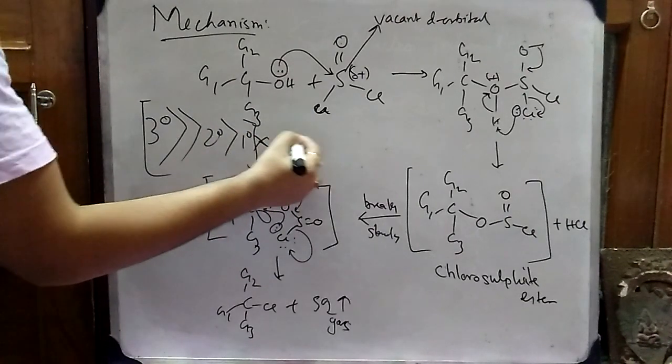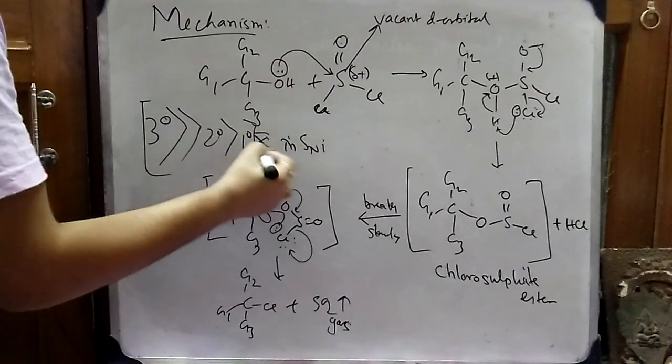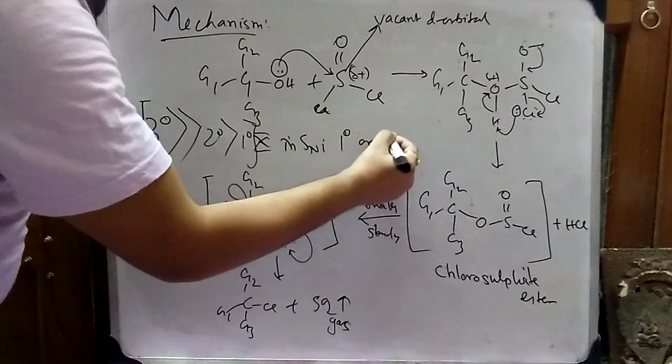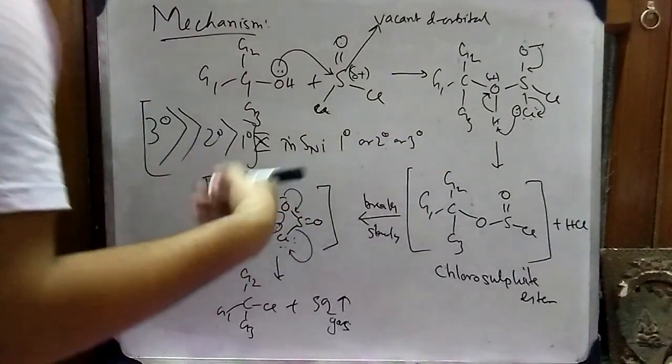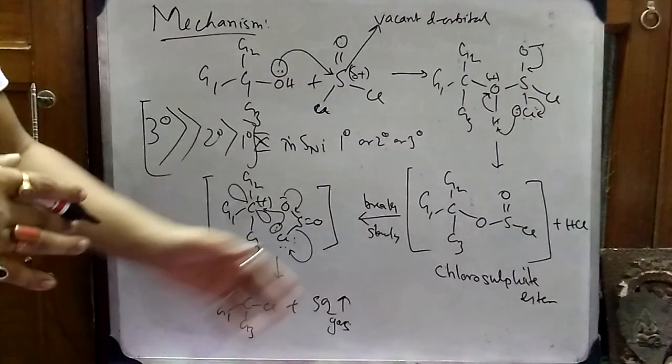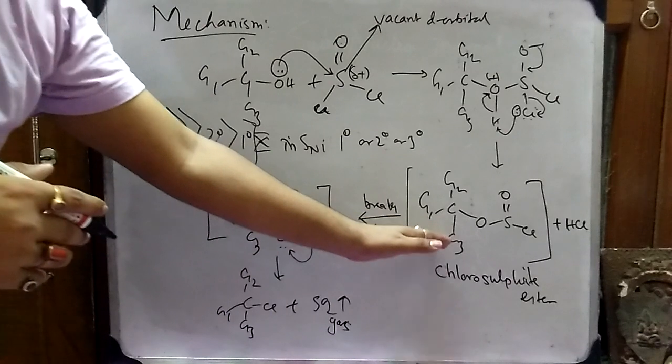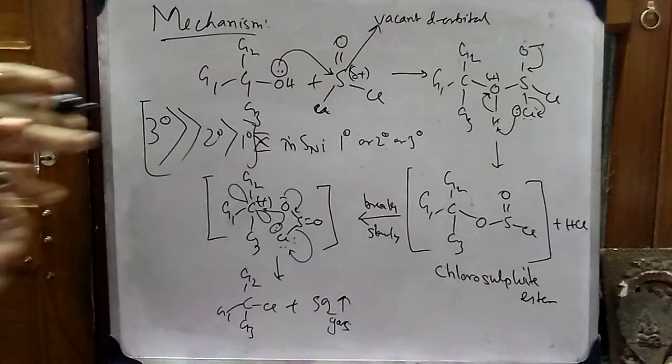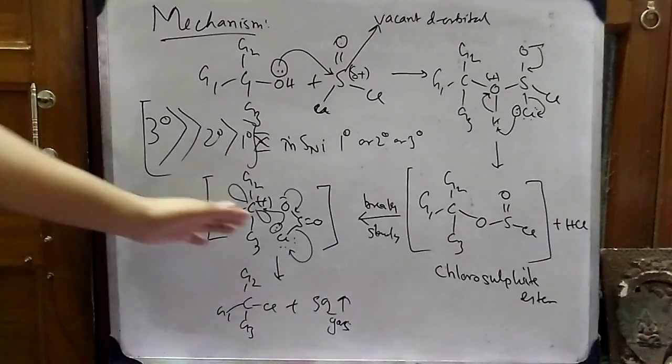In the SNi process, 1-degree or 2-degree or 3-degree, any alcohol shows the same rate of reaction, because this is the intermediate which is very much important for this reaction, not this one.